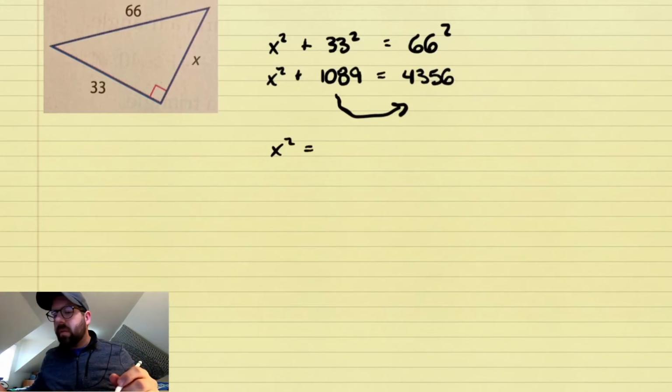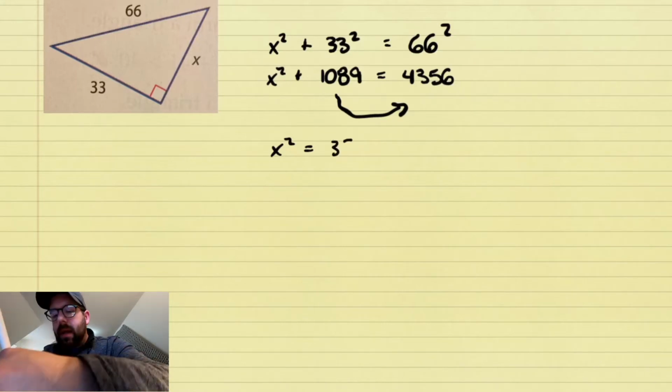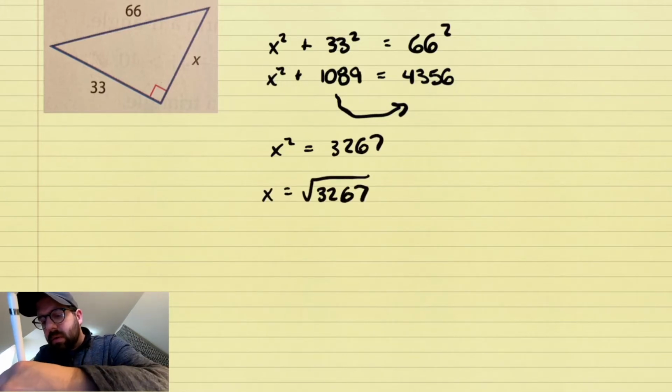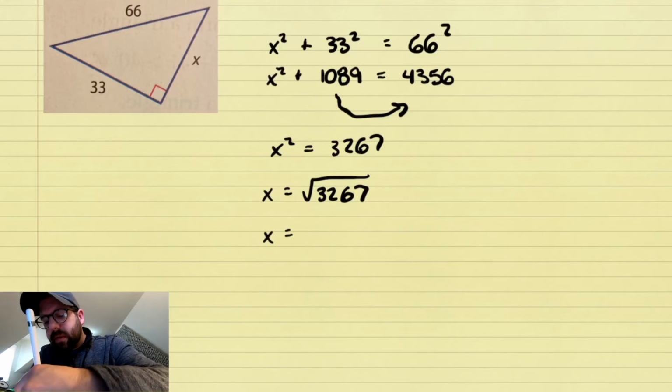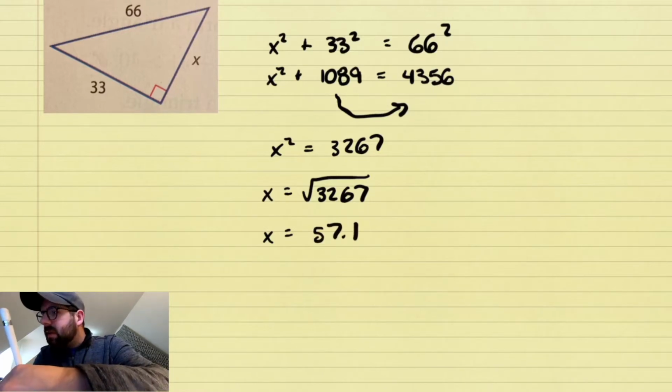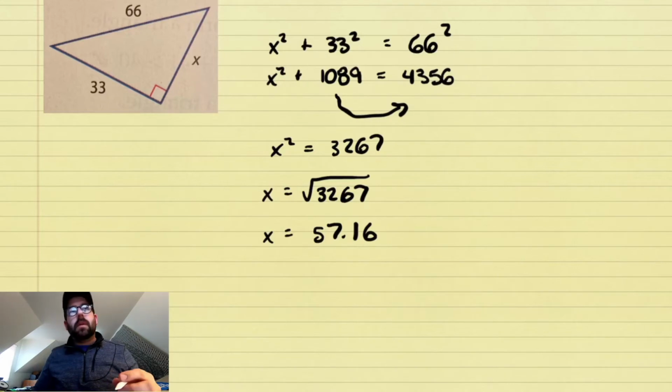So 4,356, we're going to subtract over 1,089, and I get 3,267, and then take the square root of that. So the square root of 3,267, I'm getting 57.16 if I round it, and that's the number we're looking at.